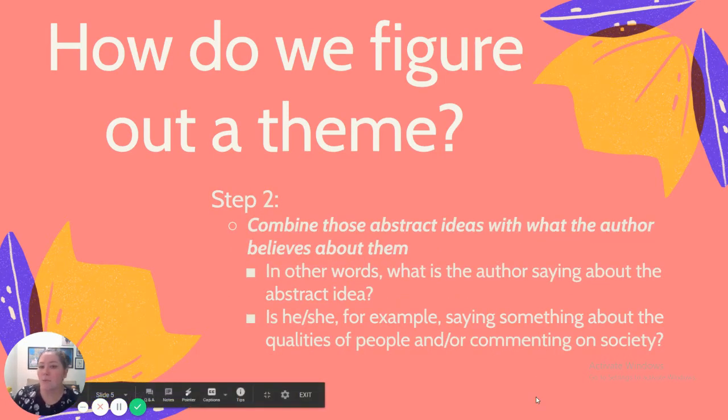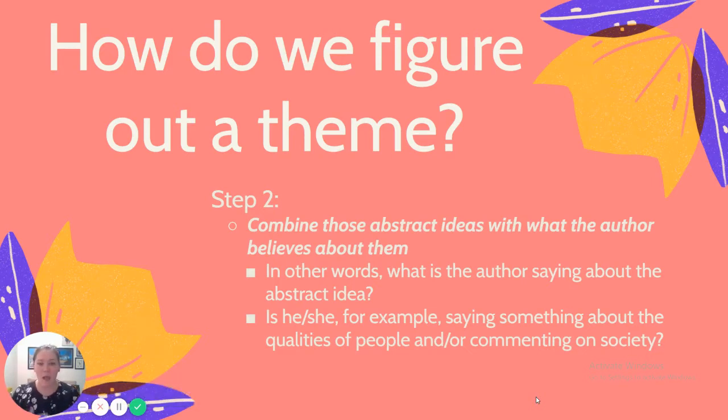So our next step would be to combine those abstract ideas with what we think the author believes about them. So what is the author saying about that abstract idea? And remember, they're not saying it specifically necessarily. Sometimes we'll get lucky and the author spells it out pretty plainly for us, but sometimes we really have to just do the thinking work ourselves. So maybe they're saying something about the qualities of humans, or they're making commentary on society. That's for us to figure out.